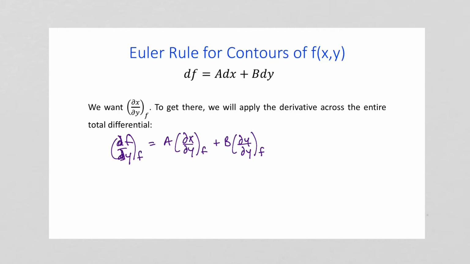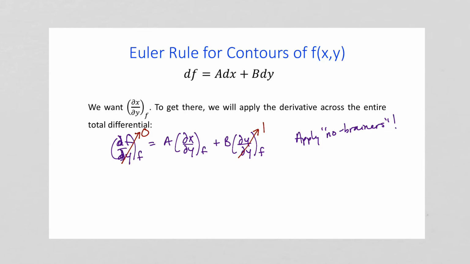Now we apply our no-brainers. Our no-brainers, remember, are: we have change in f with respect to y at constant f. That quantity is going to be 0. And then we're looking for anything else that we can simplify. I'm spotting this dy dy at constant f, and I know that that's going to go to 1.